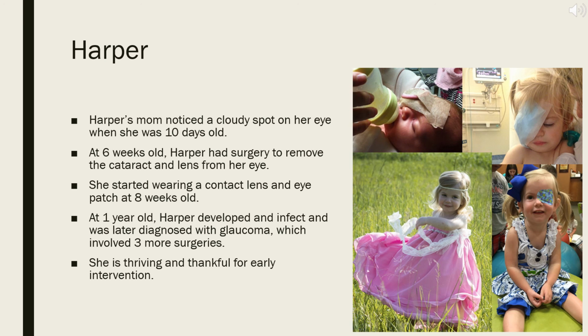And then when she was 1 year old, she developed an infection and was unfortunately diagnosed with glaucoma, which caused her to have 3 more surgeries. However, today she's thriving, she's adapting to her condition, and her and her family are very thankful for the early intervention to save her eyesight. This is just a little bit of a story to let you know that if you have childhood cataracts, you're not completely doomed and your eyesight could be saved and not gone forever.